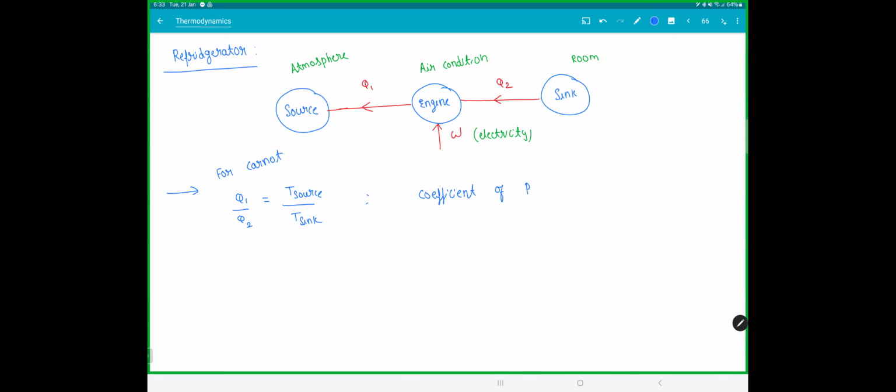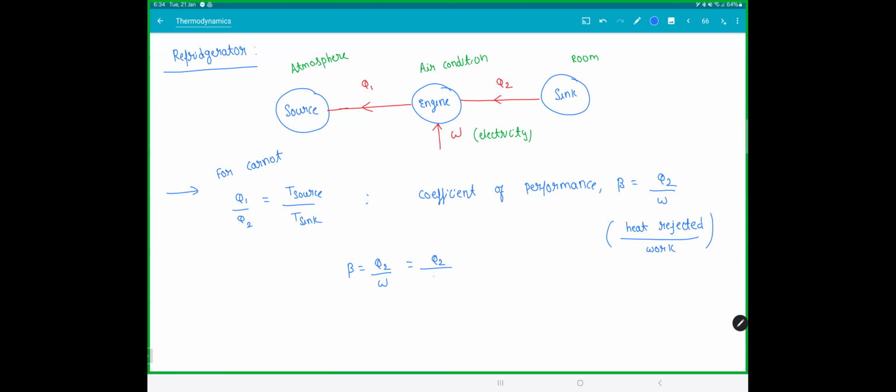So we don't define efficiency, we use something called coefficient of performance. The symbol is beta, which is the heat rejected, which is Q2 by W. How much heat can you remove from the room per unit electricity or per unit work? The higher this value, the better the air conditioning or refrigerator or whatever. So beta is Q2 by W.